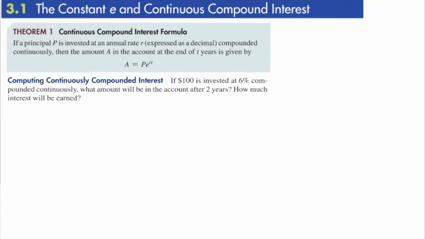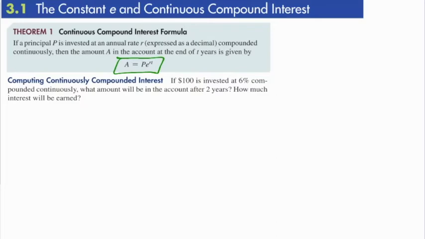So now we come to the compound interest formula for continuous compound interest. The theorem states if a principal P is invested at an annual rate R, which must be expressed as a decimal, and it is compounded continuously, then the amount A, also called the future value, in the account at the end of T years can be calculated using this formula. A equals P times e to the RT power.